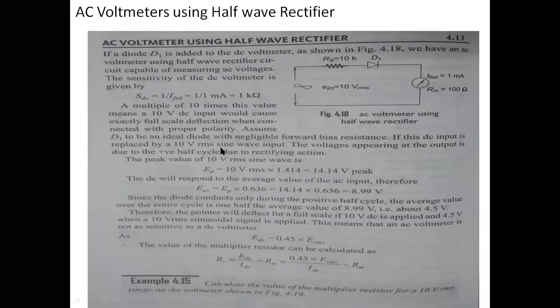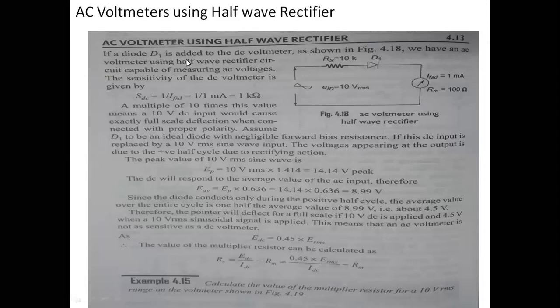Here we have an AC voltmeter using a half wave rectifier. In AC we have the RMS voltage. First of all, that RMS voltage will be converted into a DC average value. That DC average value will be applied to the meter, and it indicates the DC value.